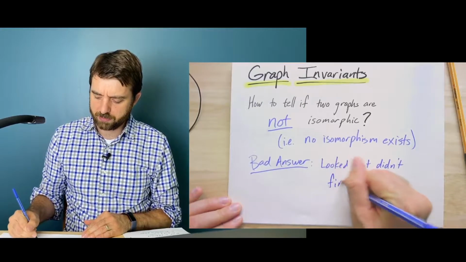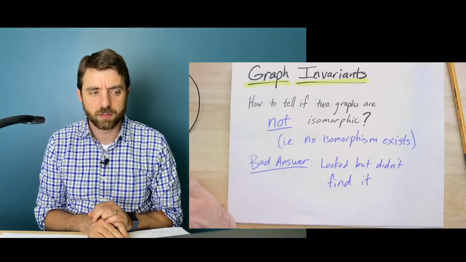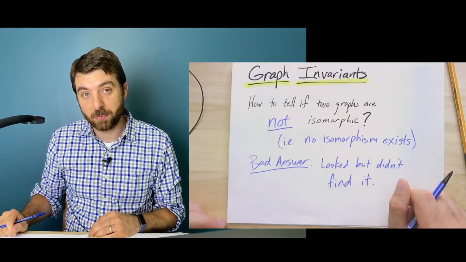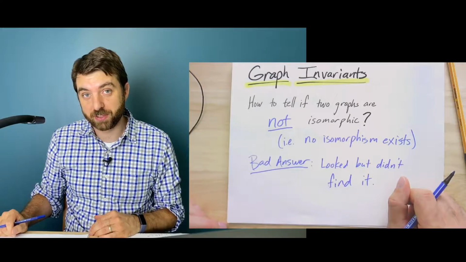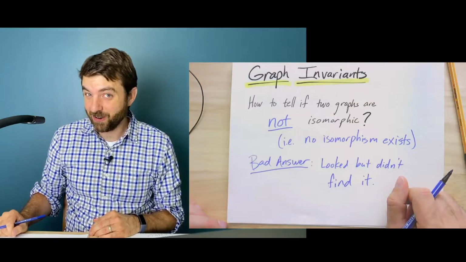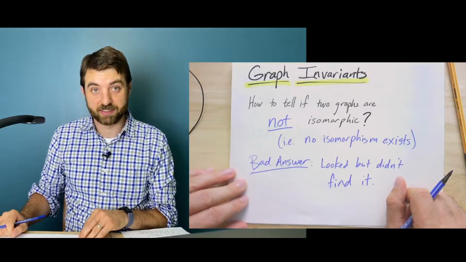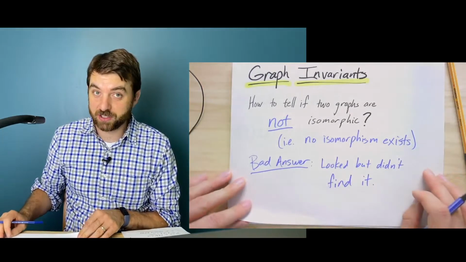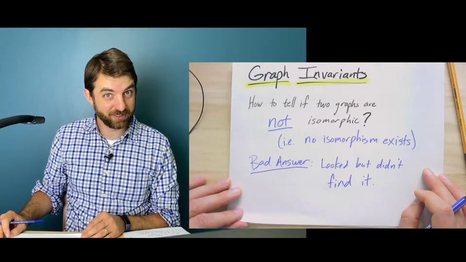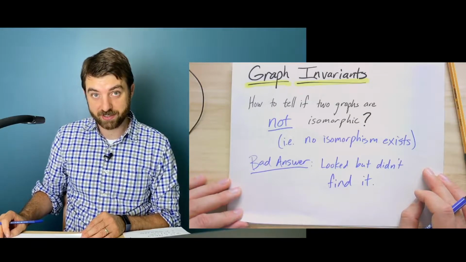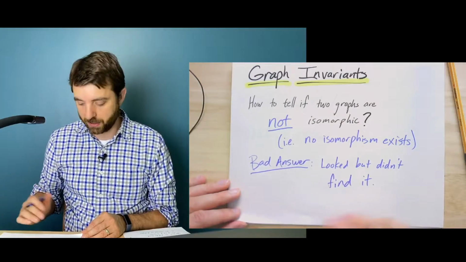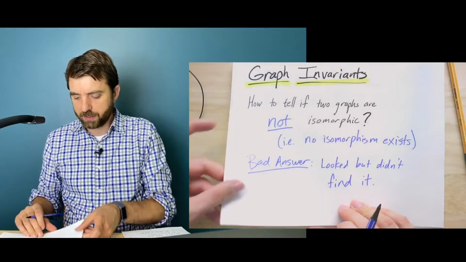Now, it might just be you didn't look in the right places. Maybe you can show that you looked at all possible bijections between the vertex sets. But there are a lot of bijections between vertex sets, especially as the number of vertices gets large. If there are n vertices in each graph, you're looking at something like n factorial different bijections. It's kind of a lot, so we don't want to do that. What can we do that's better? There are certain obvious things that work. Let's try some obvious things.